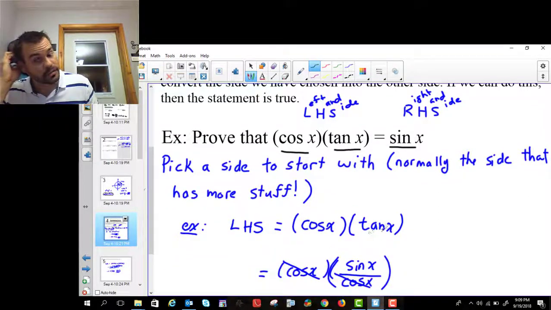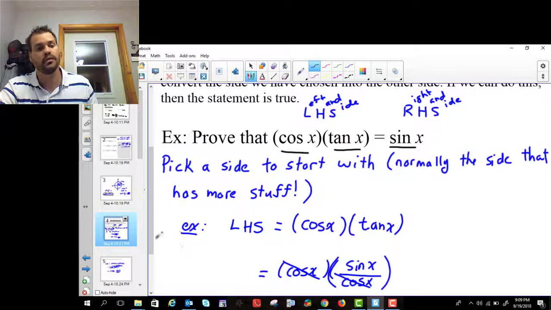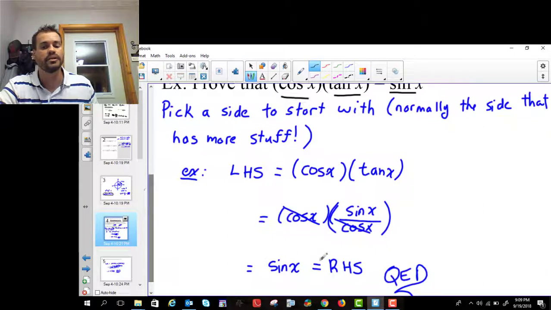So tan x becomes sine x over cosine x. And then the cosine x's cancel. So this is just a division, and you're left with sine x. And that's your right-hand side. So we've just shown that the left-hand side that starts out like this is equal to the right-hand side. And then we write down QED.